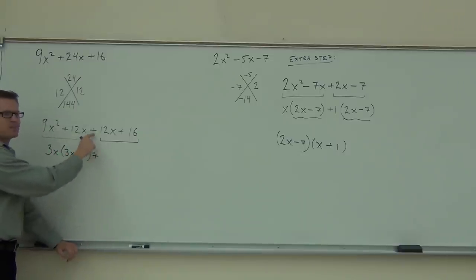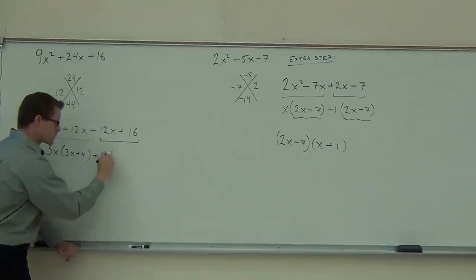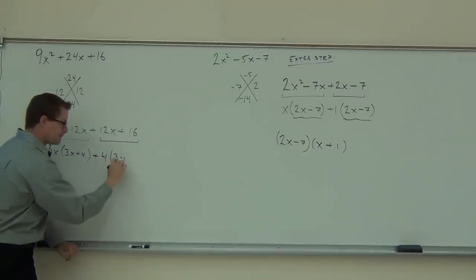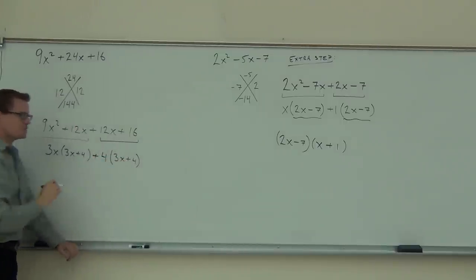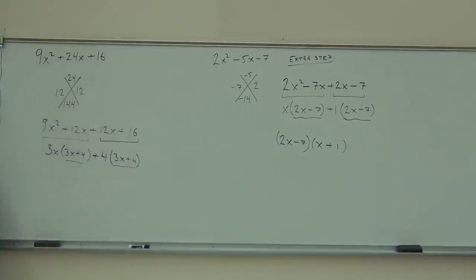It says we're going to factor out a positive something. That's what this means. So we factor out a positive what out of that? 4. And we're going to be left with what? 3x plus 4. Did we do it right? Yeah. You can immediately check because this and this are the same. If those were different, you would have this problem wrong.